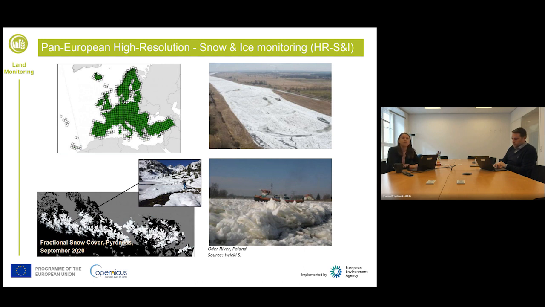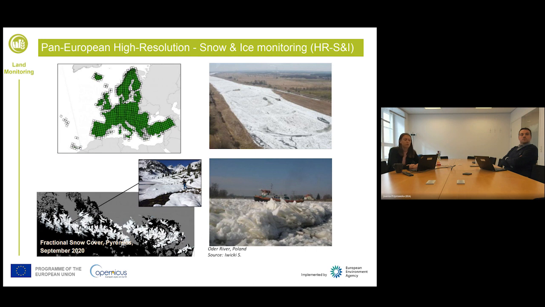And here on the top left picture, this is our area of interest. The data set is generated over the entire EEA 38 plus UK. And what are the use cases? Snow and ice can be used for a wide range of applications, for instance, in the field of meteorology and climate, hydrology and water management. Snow and ice parameters are critical. That's why we need them in near real-time observations.